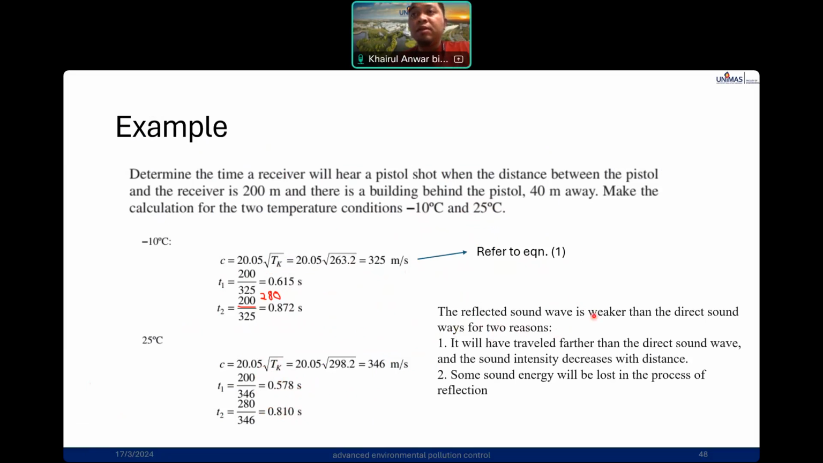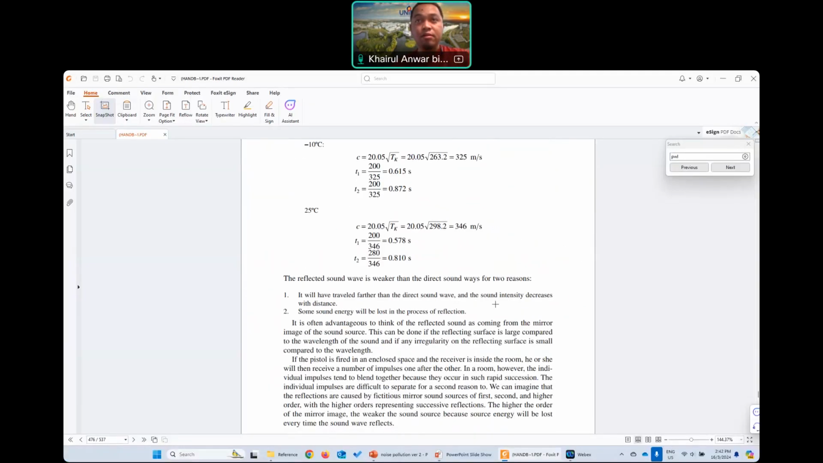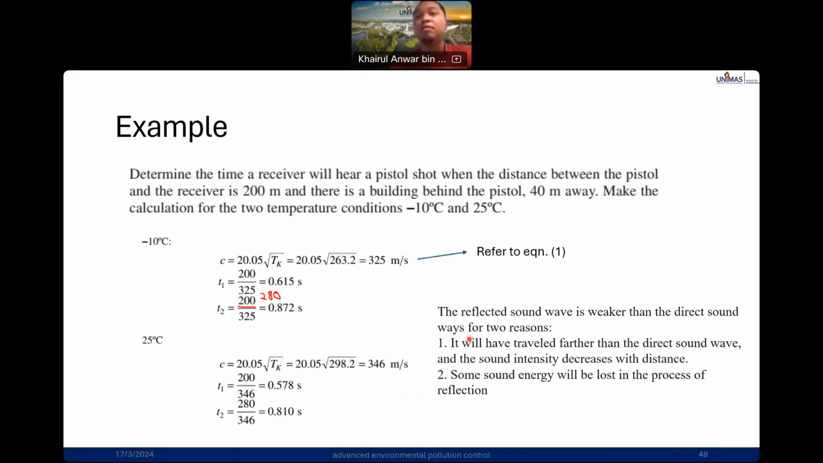The reflected sound wave is weaker than the direct sound wave for two reasons. First, it will have traveled further than the direct sound wave, and the sound intensity decreases with distance. Second, some sound energy will be lost in the process of reflection. This is the reason why T2 is slower than T1.